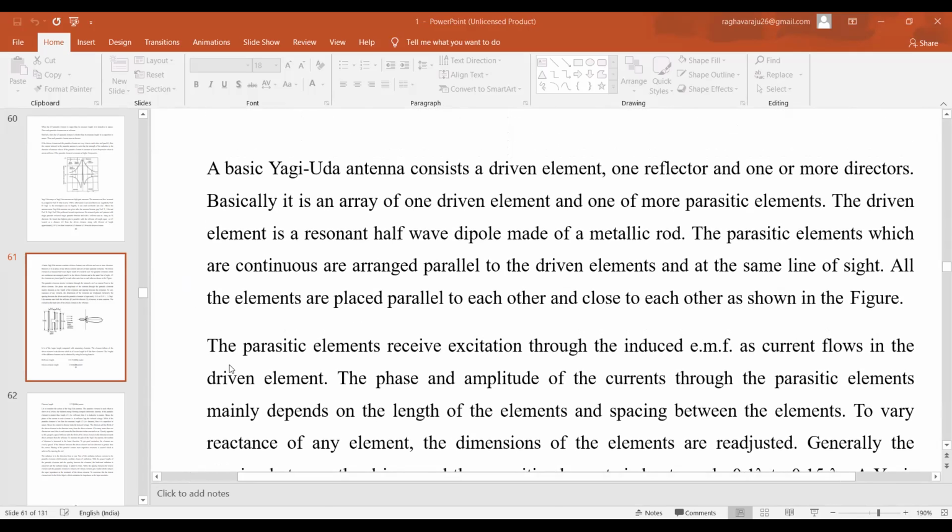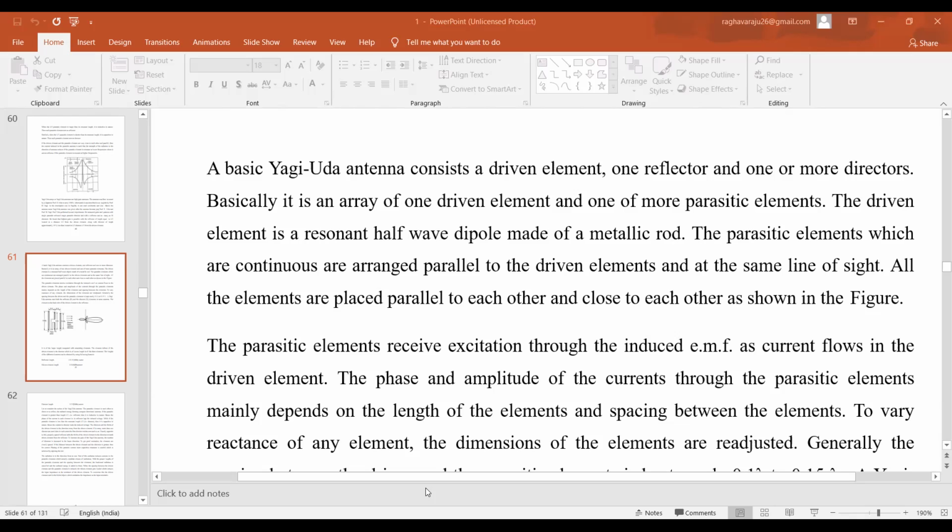So, as an application, a continuation of this half-wave dipole is called the Yagi-Uda antenna. The extension of this half-wave dipole shows its effect on the basic Yagi-Uda antenna. This basic antenna consists of a driven element. So in it, we have one driven element, one reflector, and one or more directors.